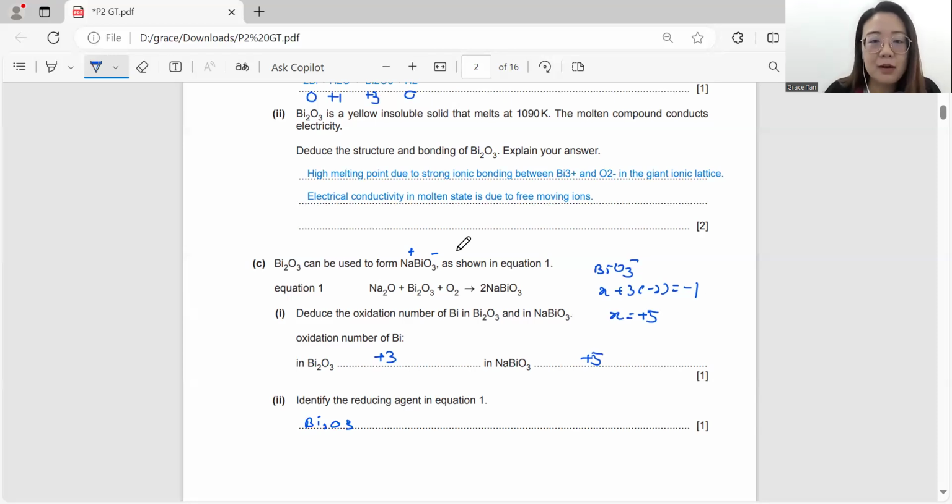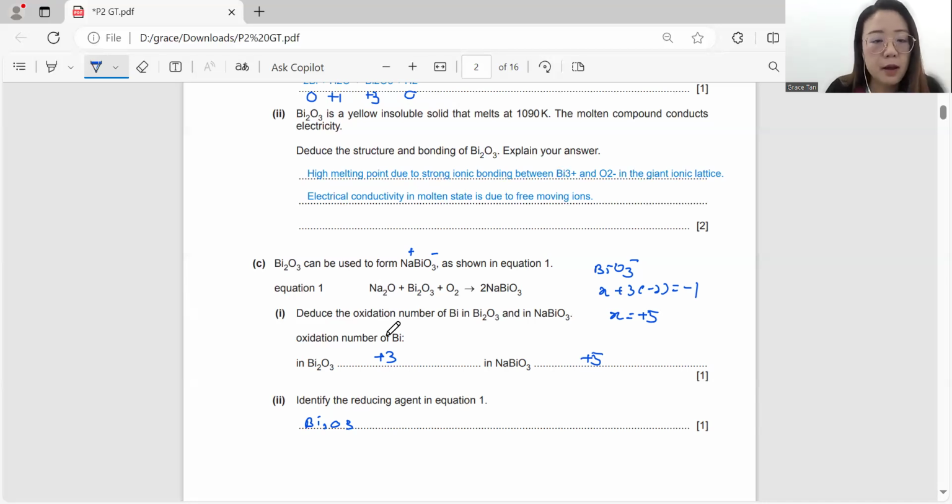If you want to calculate the bismuth oxidation number in BiO3, you can see the working on the right hand side here. We put X as the oxidation number of bismuth. You have 3 oxygens, so it's 3 times -2. The total charge is -1, so X will be +5. Now, the bismuth in the bismuth oxide is quite straightforward. It's +3. Please be reminded, oxidation number is symbol in front, number behind.